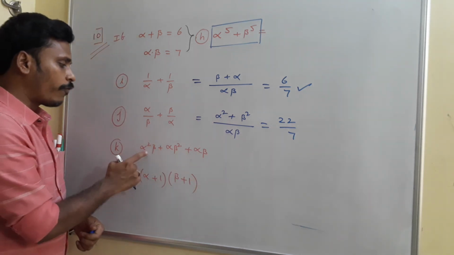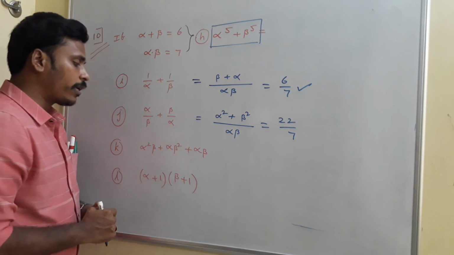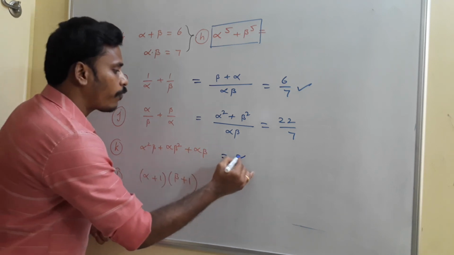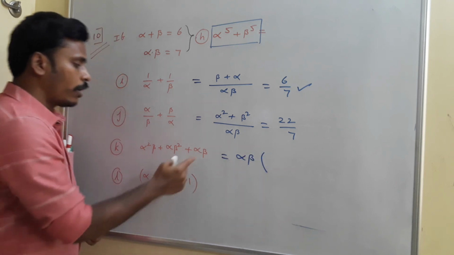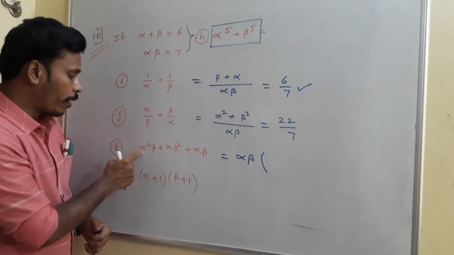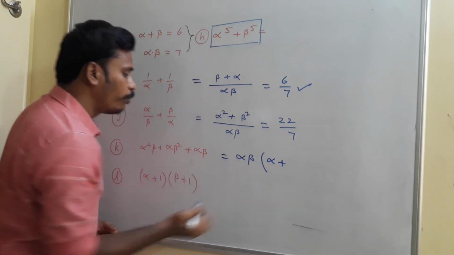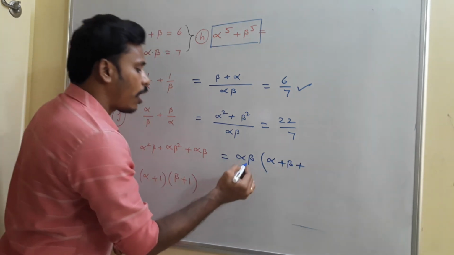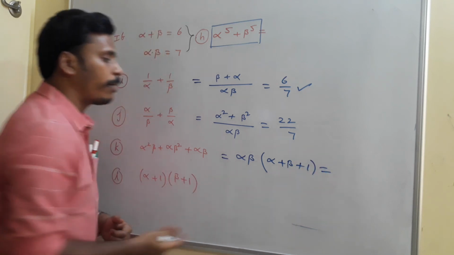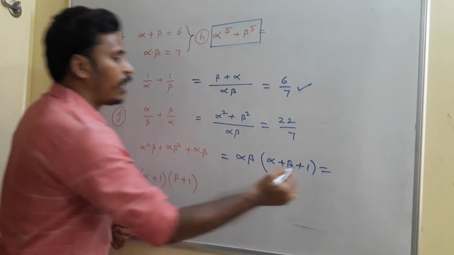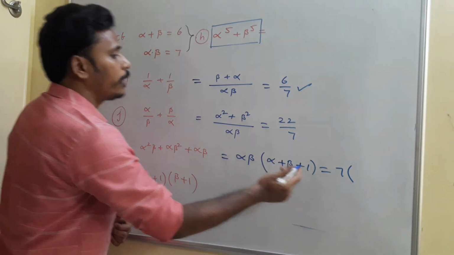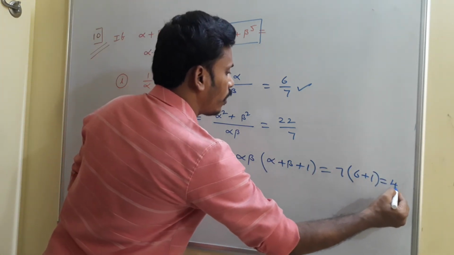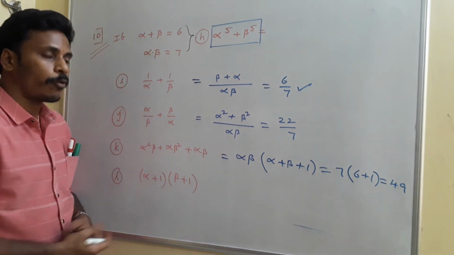Coming to this, alpha square beta, alpha beta square and alpha beta. So if you observe these three terms, alpha beta is a common number. If you common out alpha beta, from here alpha is there in the bracket, from there beta is there in the bracket, and from here alpha beta is out, so 1 is there in the bracket. So alpha beta is 7, alpha plus beta is 6 plus 1. So 7 into 7 is again what? 49. There is the problem.